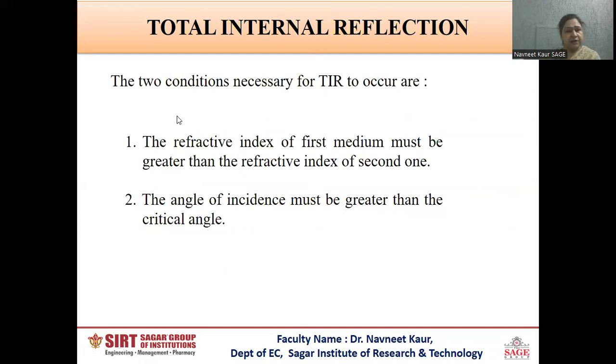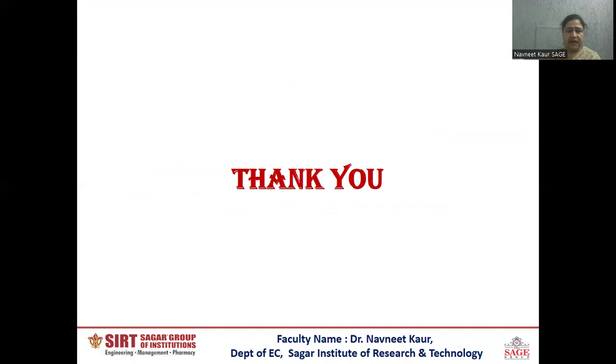Now, the two conditions which are essential for total internal reflection to occur, which we have already discussed, are that the refractive index of the first medium must be greater than the refractive index of the second medium, and the angle of incidence must be greater than the critical angle.